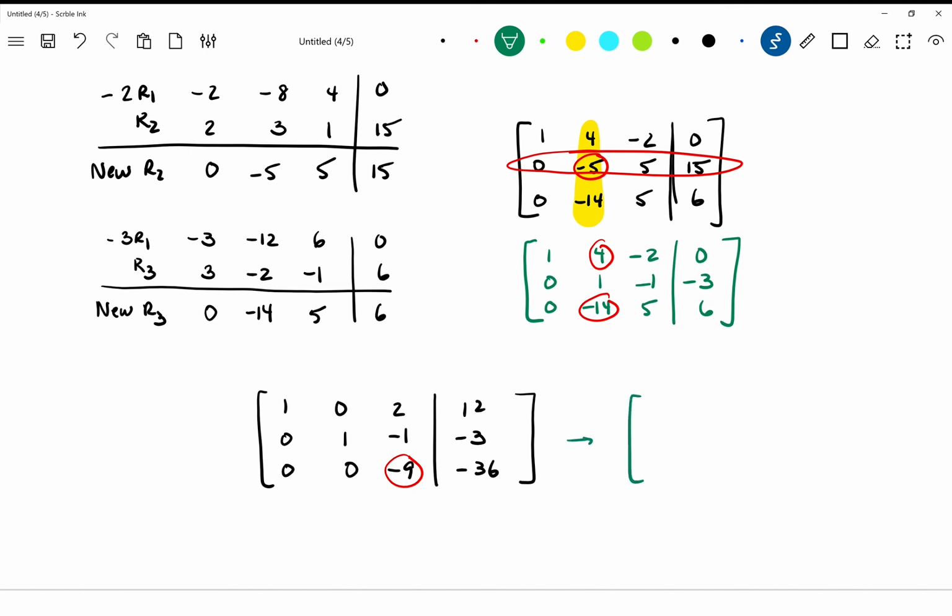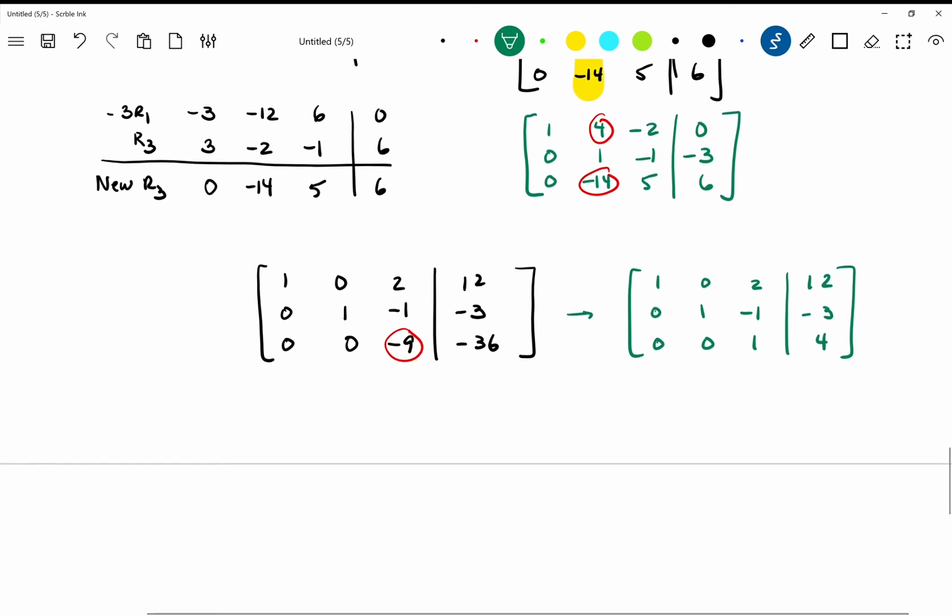So I'm just going to draw an arrow here, and I'm going to keep the first two rows the same. And I'm just going to divide that last row by negative 9, and that's where it's going to get me. And now what we're ready to do, and this is going to be tedious, I know, but we need to get zeros here to finish off the Gauss-Jordan elimination. So again, I'm going to have you pause the video, and I'd like you to do the row reductions.